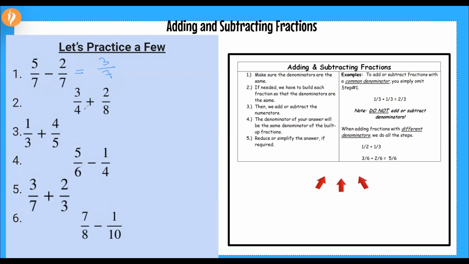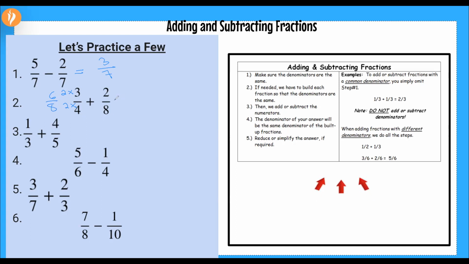All right, now number two, they are not common denominators. So we want to think of the least common multiple of 4 and 8. Well, the least common multiple of 4 and 8 is 8. So our second fraction doesn't change. So what do we do to 4 to get to 8? Well, we would multiply it by 2. So we do the same thing to the bottom as we do to the top. So 2 times 3 is 6. 4 times 2 is 8.